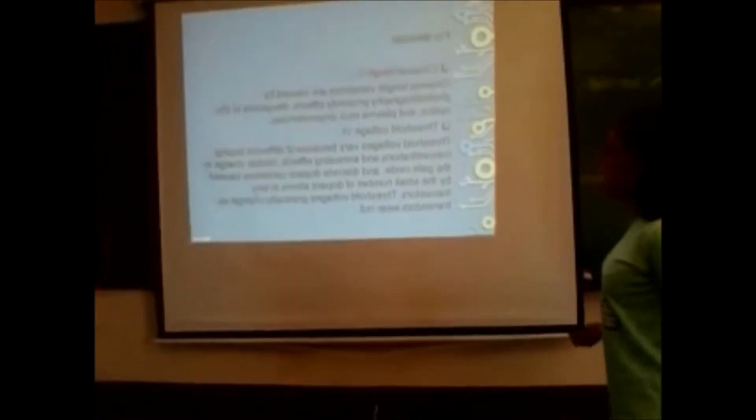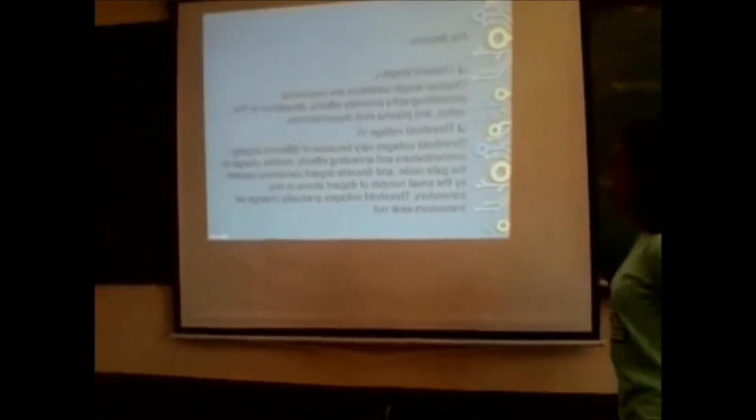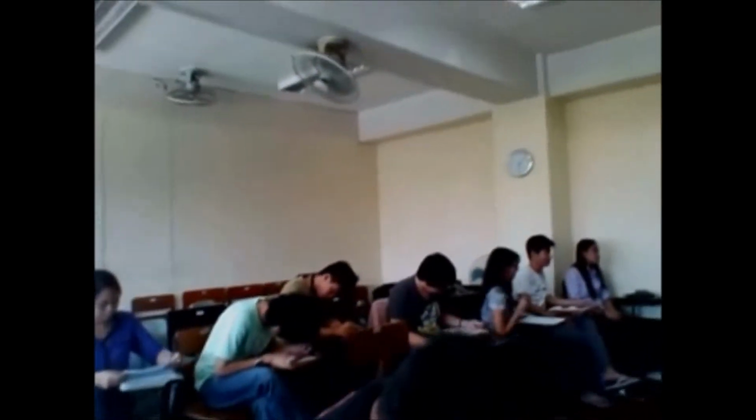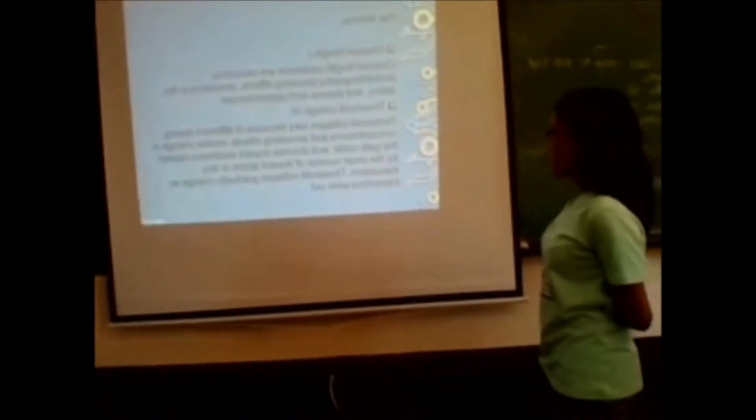Threshold voltage VT. The threshold voltages vary because of different doping concentrations and annealing effects, mobile charge in the gate oxide, and discrete dopant variation caused by the small number of dopant atoms in tiny transistors. Threshold voltages gradually change as transistors wear out.